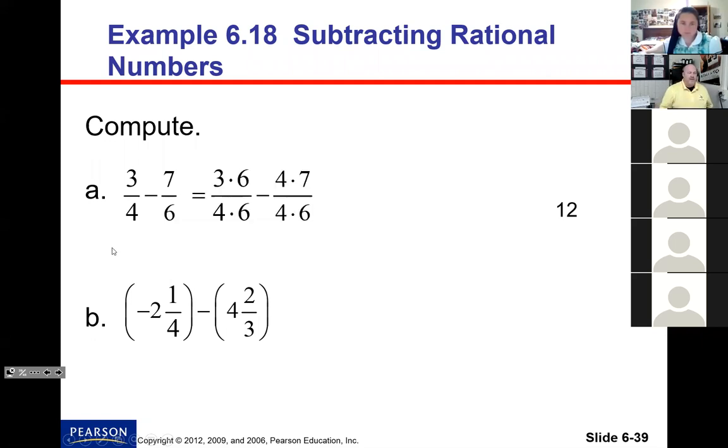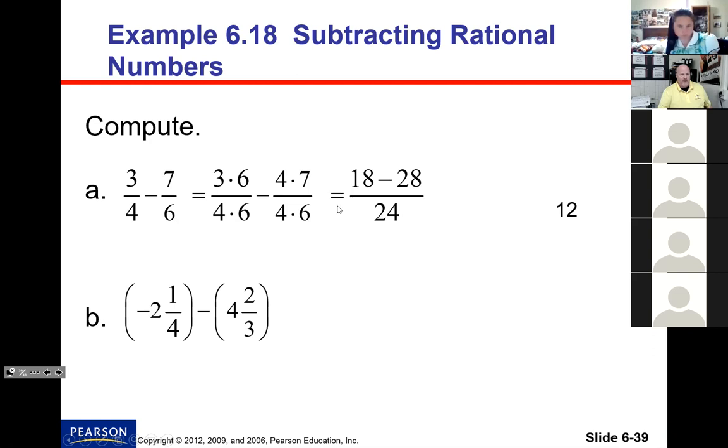What we've got to do is make equivalent fractions. So my 3/4, I need to multiply both the top, the numerator, and the denominator by 6. And my 7 over 6, I need to multiply both the numerator and denominator by 4, right? Because basically I'm multiplying this first one by 1, aren't I? Because 6 over 6 is 1. And if you multiply by 1, it doesn't change it. And then the 4 in the second one here.